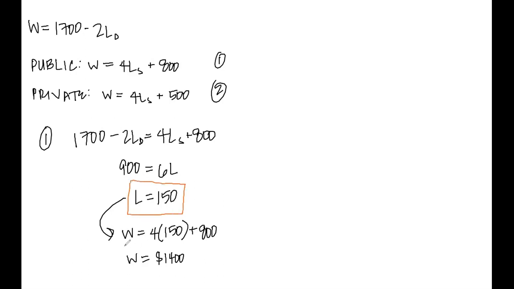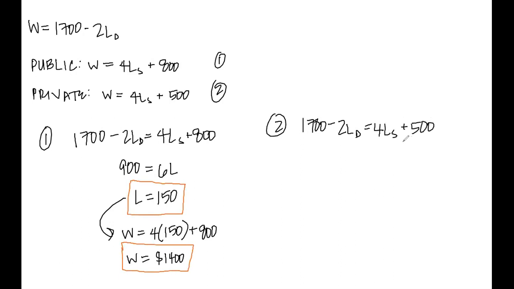Like I said, the variables were set up differently today, but we're still able to solve for the equilibrium values. So that was for the public school system. Now we can look at the private school system and set it up the same way. We're using the same demand equation, but this time we're using the private school supply equation, 4LS plus 500. Solving for this, we can subtract 500 from both sides to get 1,200 on the left. Adding 2L to both sides, we get 6L on the right. Dividing each side by 6, we get an equilibrium level of employment equal to 200.